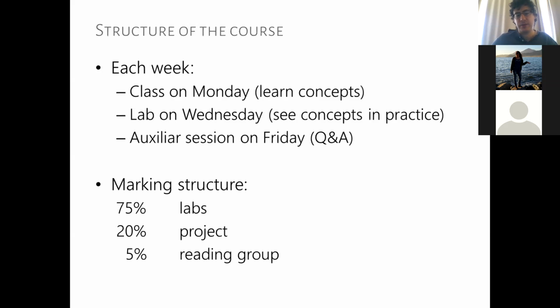The marking structure will be: I'm not going to have any controls, there will be no exam for the semester. There will be 75% based on the weekly labs that will be on Wednesday. There will be 20% for a project, and 5% for a reading group, where you will be assigned in a group of 3 to read a paper and give a short presentation about that paper. This reflects the research aspect of the course.